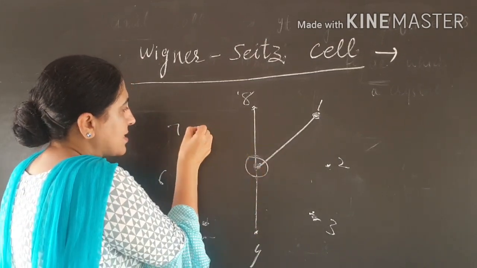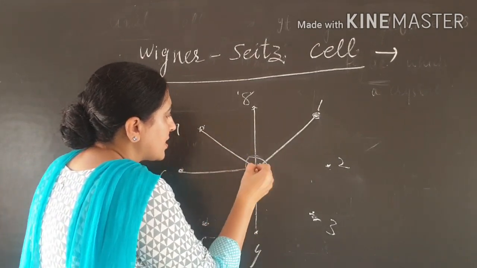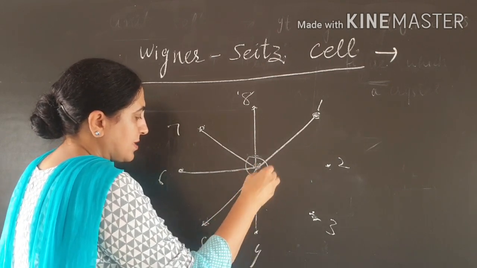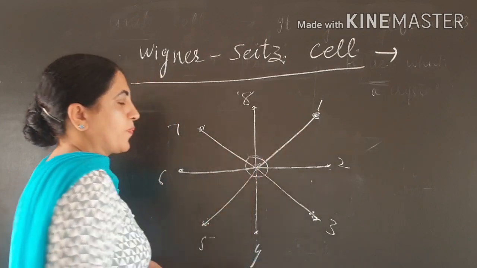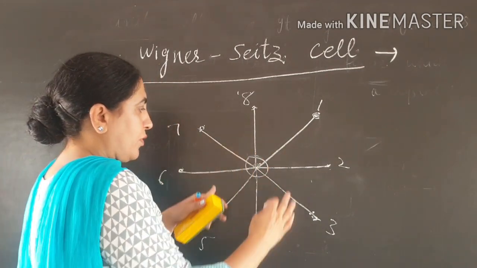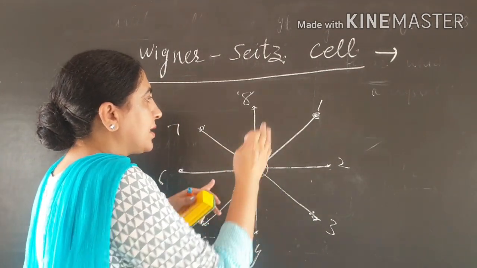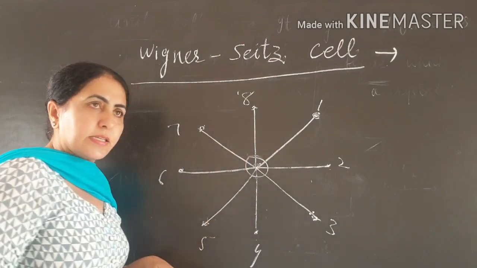Now join this 7 to 8, 6 to this reference, 5 to this reference, 4 we have already joined, 3 then to 2. Clear? So we have joined the nearest neighbors to the reference lattice point.